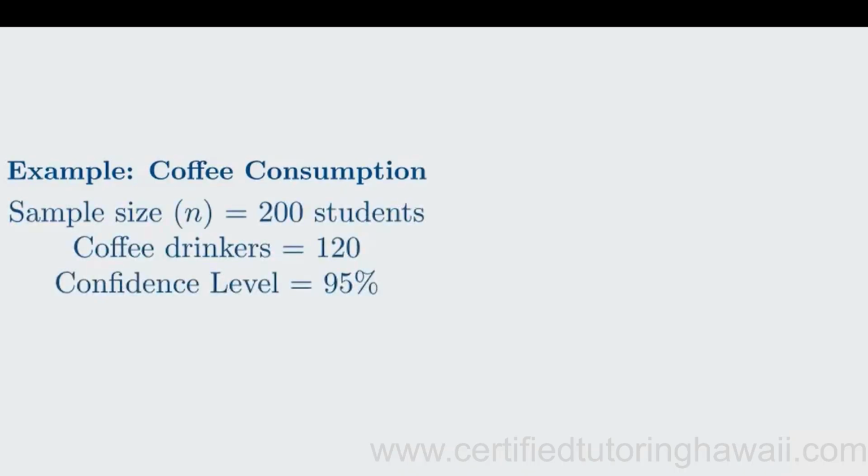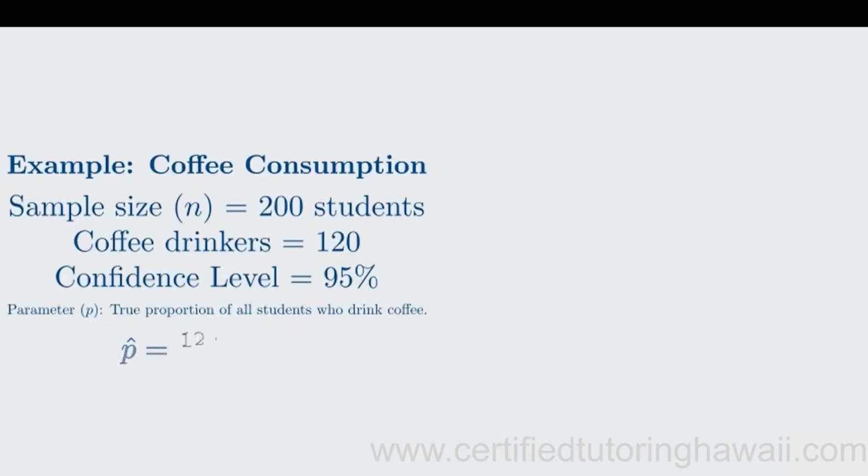Let's put this into practice with a concrete example. Suppose we want to estimate the proportion of students at a very large university who drink coffee every morning. Our sample size is 200 students, with 120 identified as coffee drinkers, and we want a 95% confidence level. First, we define our parameter p. It is the true proportion of all students at this university who drink coffee every morning. Next, we calculate our point estimate, p hat. This is 120 divided by 200, which equals 0.60. 60% of our sample drinks coffee.